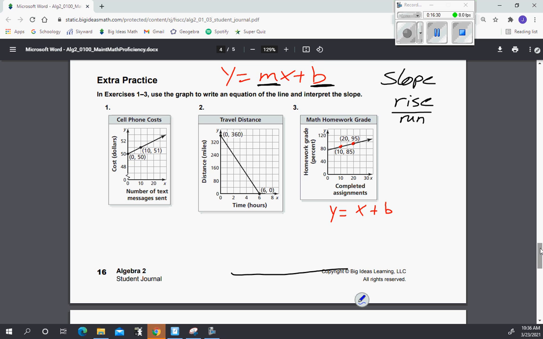Well, how can I do that with just this equation? We have 3 missing variables. The trick is to take one point. I'm just going to take this point, 10, 85. Okay, I have my x and I have my y. Plug that into my equation. 85 equals 10 plus b. Subtract 10. Solve for b. We get 75 equals b.